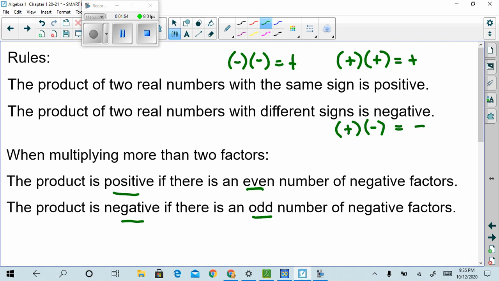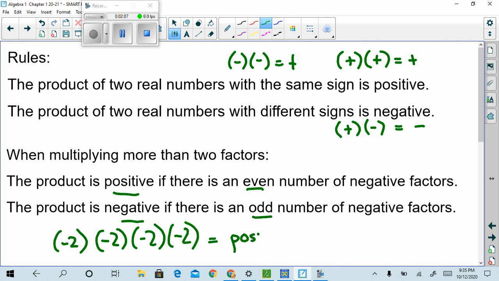For example, if I had -2 times -2 times -2 times -2, or -2 to the fourth power, 4 is an even number, so I already know that my product is going to be positive, and all I have to do is multiply the numbers. Same is true if I had -1 to the fifth power, I'd be multiplying that -1 by itself 5 times. 5 is an odd number, so my product would be negative. And we'll practice some of those problems in a few moments.